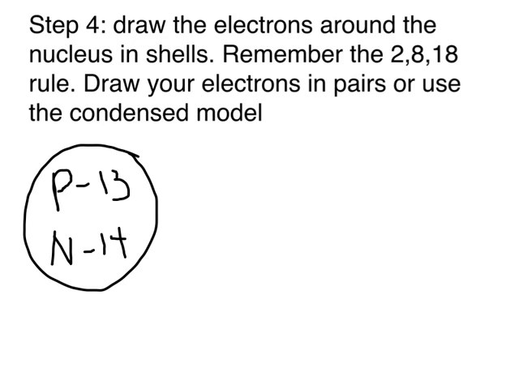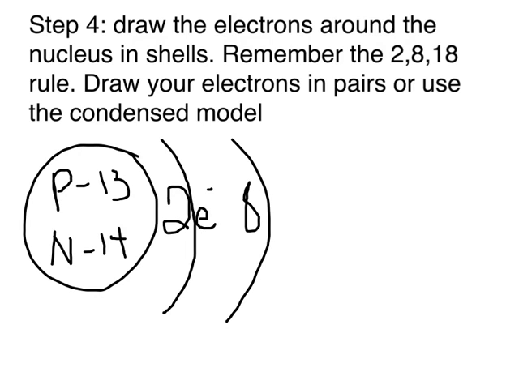Okay, so the first shell always has a maximum of 2 electrons. The second shell can hold up to a maximum of 8 electrons. And the last shell, if you remember the PEN, that I need 13, this will hold 3 electrons.